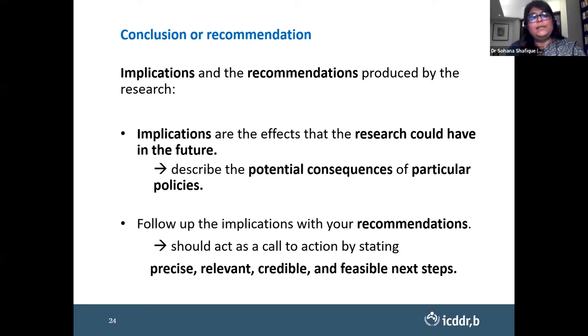And also follow up the implications with your recommendations. It should act as a call to action by stating the precise, relevant, credible, and feasible next steps. So this is very important. I find this is the most important section of the policy brief, as well as how it has to be written. Often the recommendations should be written with action words. If you want a few bullet points, a few recommendations, you should start with action words, like verbs, that this has to be done. Use precise words for how the next feasible step has to be taken.